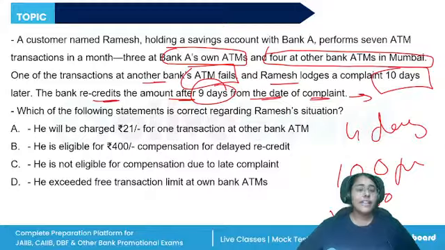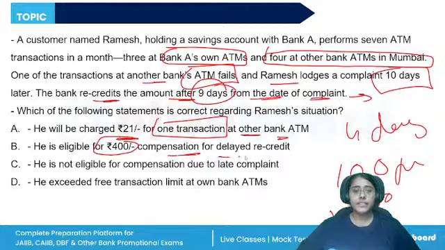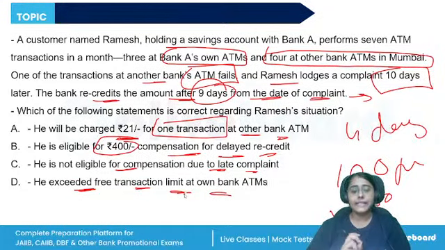Which of the following statement is correct? He will be charged rupees 21 for one transaction at other bank ATM. He is eligible for rupees 400 compensation for delayed recredit. He is not eligible due to the late complaint. He exceeded the free transaction limit at the own bank ATM.